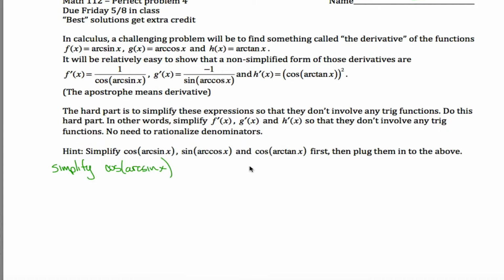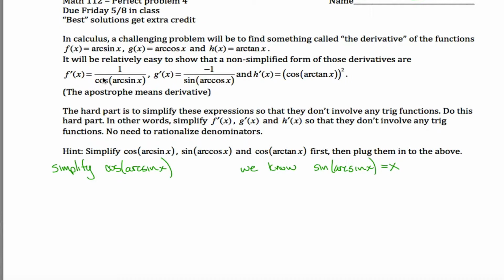Well, let's see, what do we know? We know that the sine of the arcsine of x is just equal to x. That's a nice little simplification right there. Unfortunately, we don't know an equivalent simplification for the cosine of the arcsine of x. We're going to try to use this one. But how are you going to use that one? It doesn't say sine of arcsine of x, it says cosine of arcsine of x.